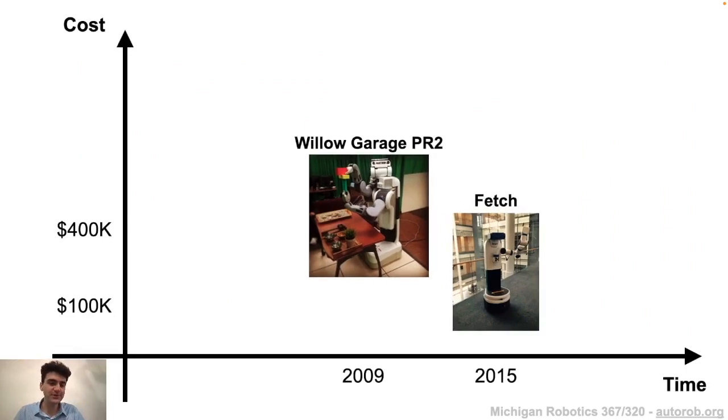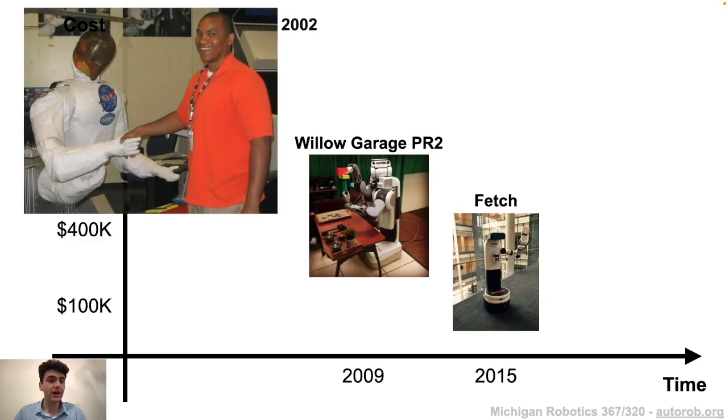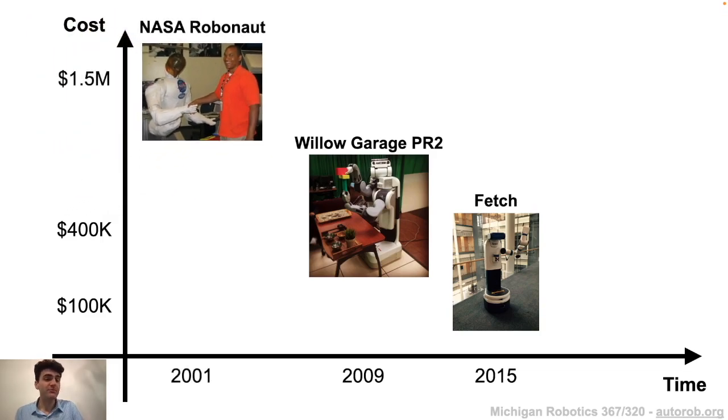The PR2, for example, which came out in 2009, was roughly $400,000 per individual unit. The Fetch, which came out 6 years later, dropped pretty substantially down to roughly $100,000 per individual unit. And so there's this trend of costs going down, which is good, right? Because that does increase the availability of these systems. As one anecdote, one story that Professor Jenkins likes to tell is that when he was a graduate student in the early aughts, the NASA Robonaut that he did some of his graduate studies on cost all the way up to $1.5 million.